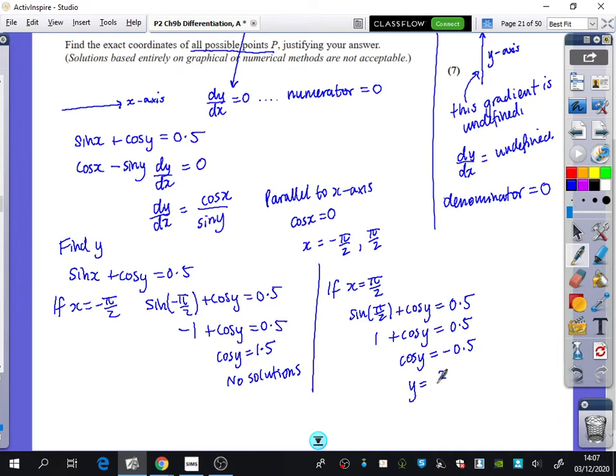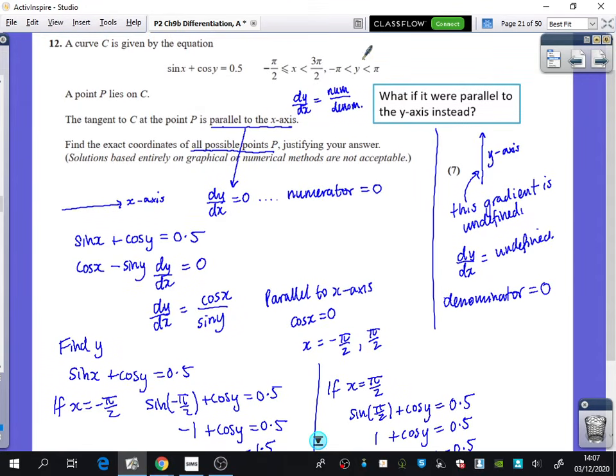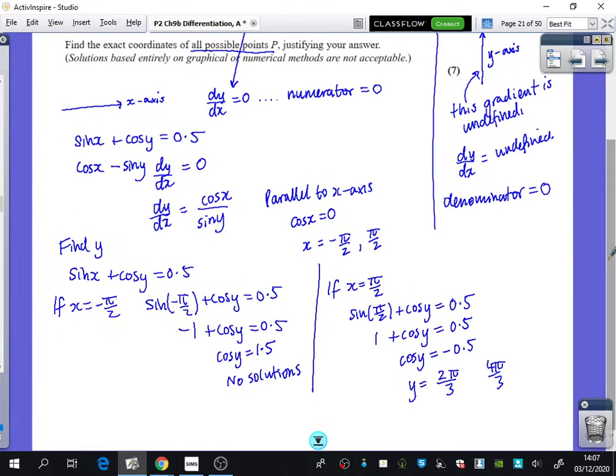So y is either 2 pi over 3, or for cosine, how do you find the other answer? You do 2 pi minus the answer, which is 4 pi over 3. But you need to check the range. The range says that y is between minus pi and pi. So what do I need to do to this one? This one's outside the range. How do I make it go inside the range? You minus 2 pi from it. So I get minus 2 pi over 3.